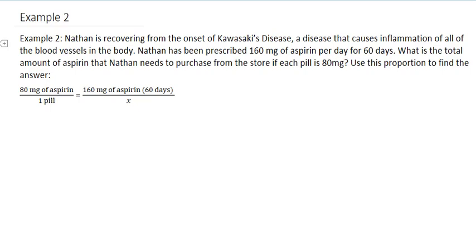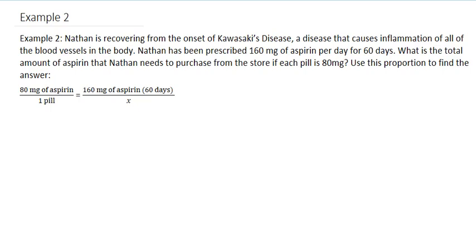Nathan is recovering from the onset of Kawasaki's disease, a disease that causes inflammation of all the blood vessels in the body. Nathan has been prescribed 160 milligrams of aspirin per day for 60 days. What is the total amount of aspirin that Nathan needs to purchase from the store if each pill is 80 milligrams? Use this proportion to find the answer.